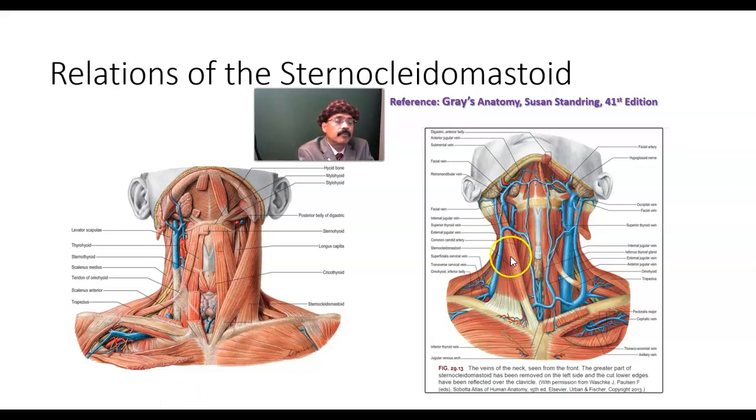So over the sternocleidomastoid muscle, it is covered by the investing layer of the deep cervical fascia. Over it we also get the platysma muscle, which is a subcutaneous muscle. Then we get the external jugular vein. Then we get the skin.